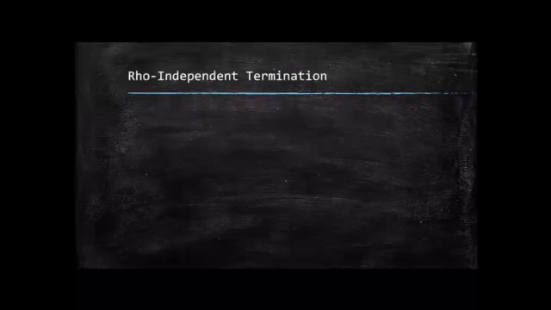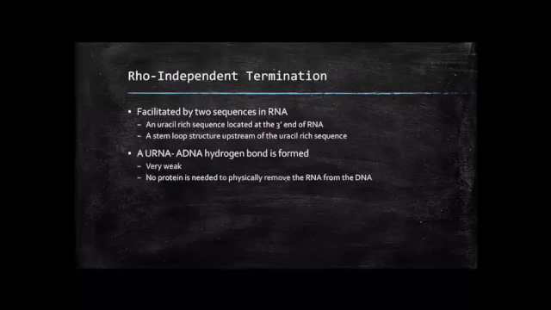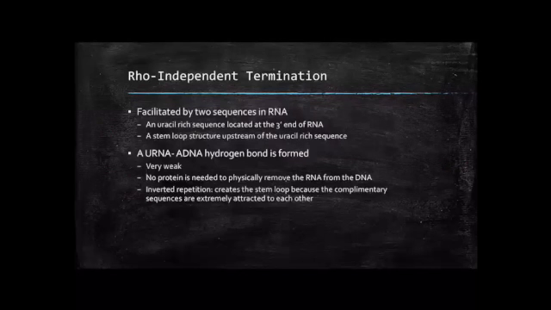However, rho-independent transcription does not use the rho protein. It is instead facilitated by two sequences in RNA: a uracil-rich sequence located at the 3' end of the RNA, and a stem loop structure just upstream of the uracil-rich sequence. This creates a U-RNA and A-DNA hydrogen bond, which is very weak. This works because of the inverted repetition, where the stem loop complementary sequences are heavily attracted to each other.